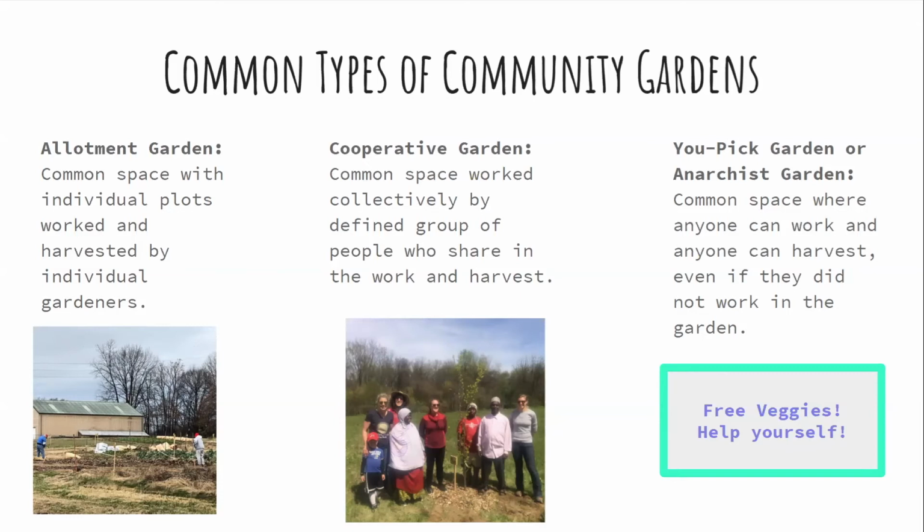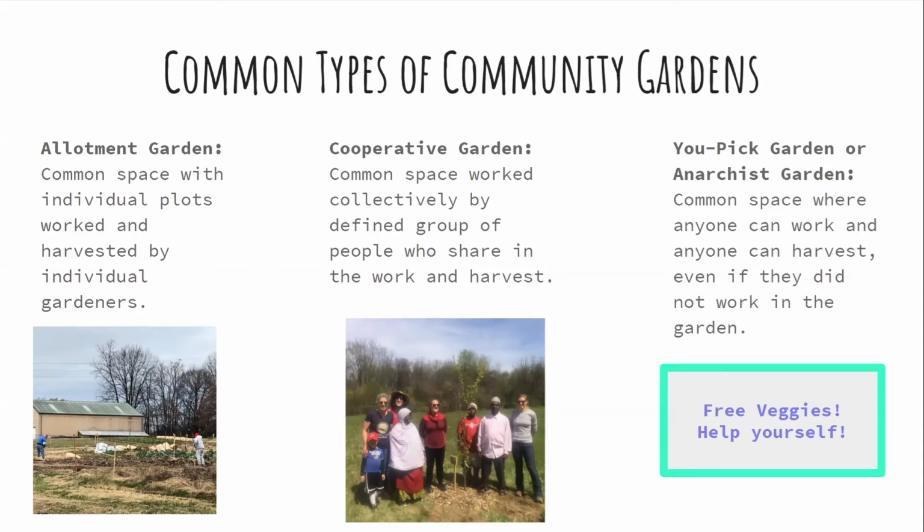The most common type of community garden that I run into, and probably the one that we think about the most, is an allotment garden. An allotment garden is a common space. Think of a public park that has individual plots in it. Everyone gets X amount of square feet that an individual commits to gardening, and they also commit to the harvest from that specific square footage.